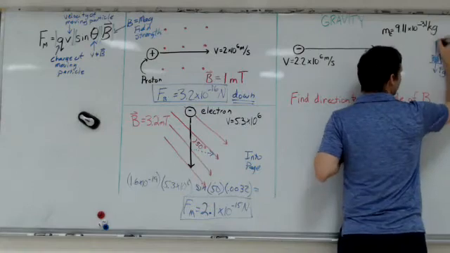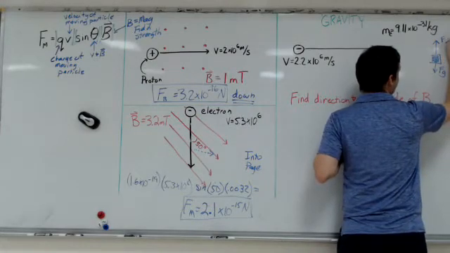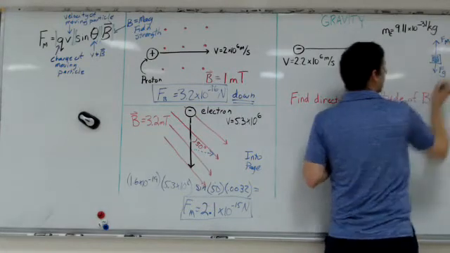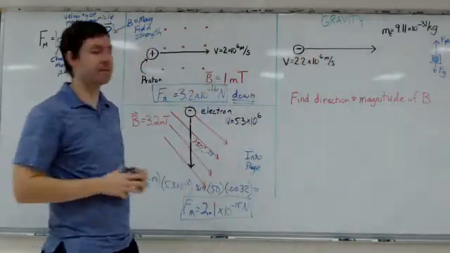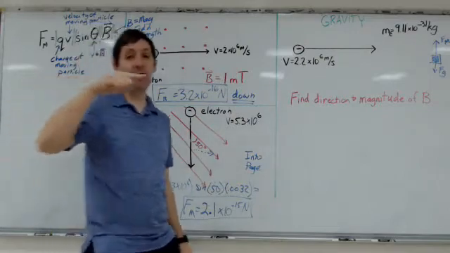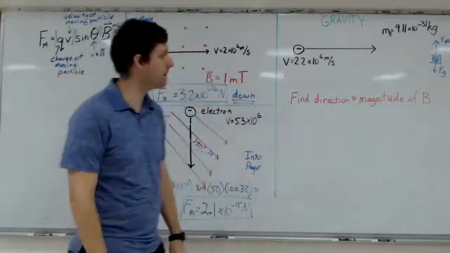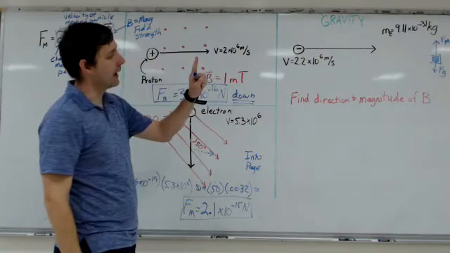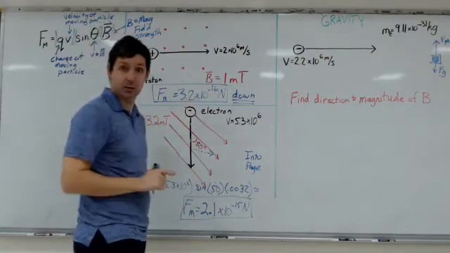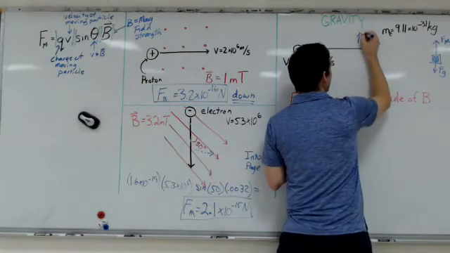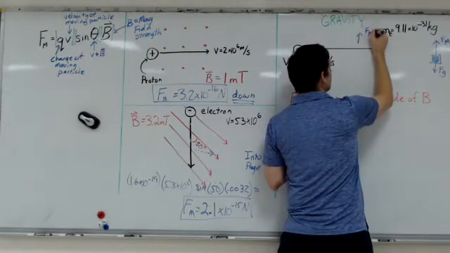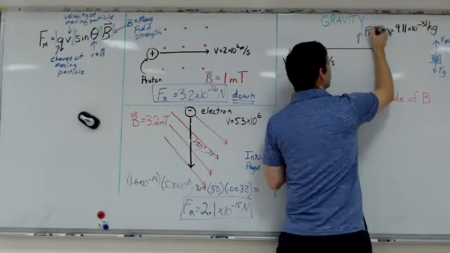Hopefully you're saying, well, the force, Mr. Bywater, needs to be upwards, right? Gravity down, magnetic force up. That allows my electron to fly along in a straight line. Okay, so let's determine the direction. Let's determine the direction of the magnetic field first. So knowing that the force needs to be upwards.